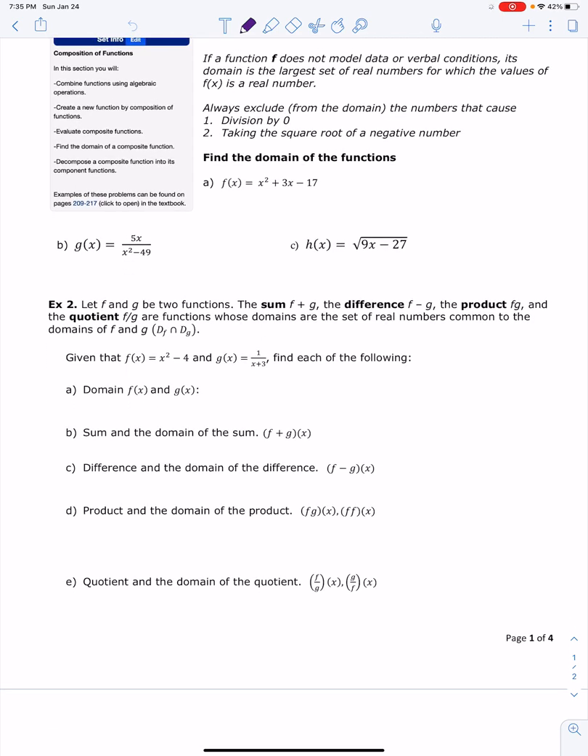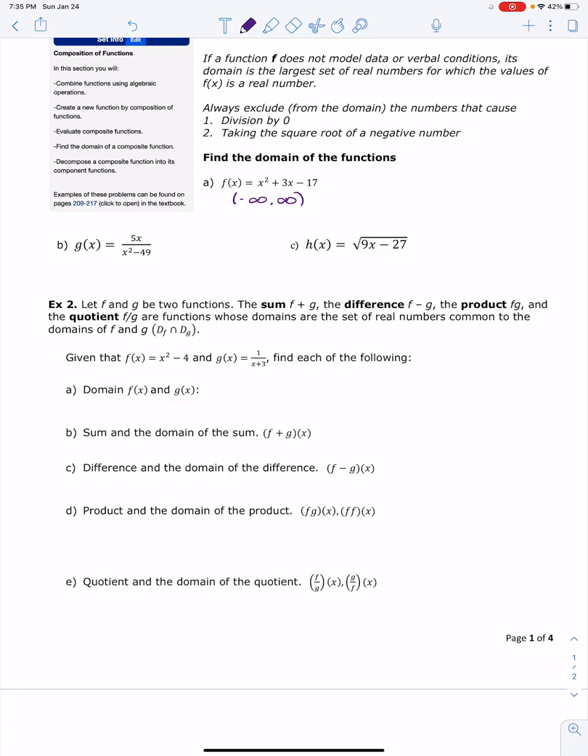So A, we have a polynomial function, x squared plus 3x minus 17. Best way to think of this is we can plug in anything we would like for x. So our domain here in interval notation is all real numbers. We can go from negative infinity to infinity.